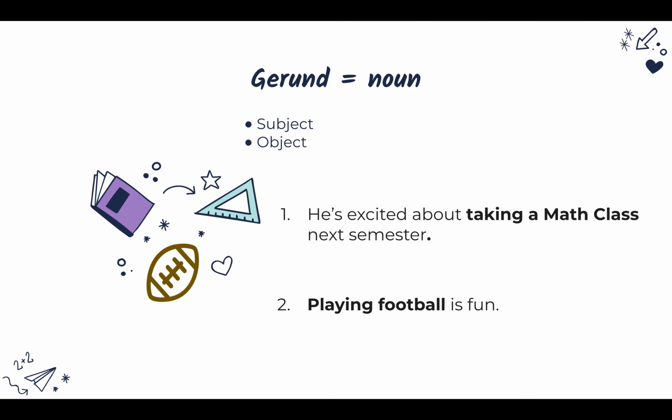Take a look at sentences 1 and 2. In one of the sentences, the gerund in bold is a subject. In the other sentence, it's an object. Pause the video while you think about it. So here's the answer. In number 1, taking a math class is the object. We know because the sentence already has a subject, he, and a verb, is. Number 2, playing football is the subject. We know because A, it's at the beginning of the sentence, and B, we don't have any other subject. We only have a verb, is.